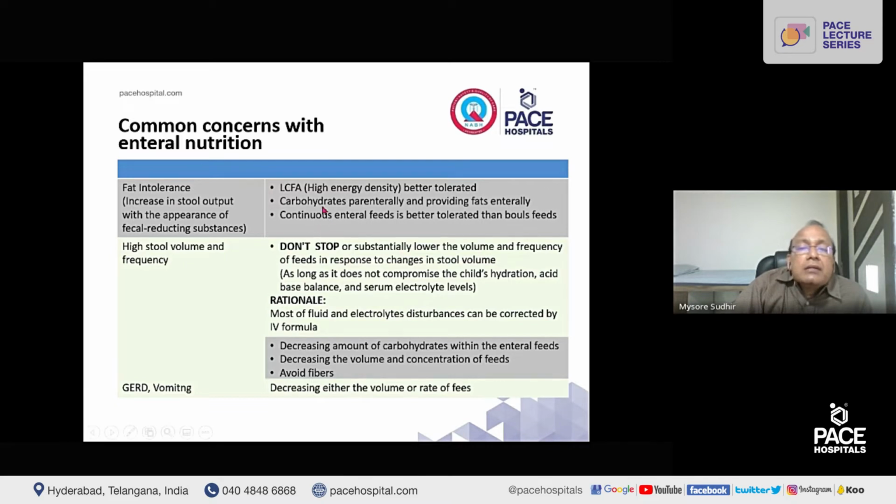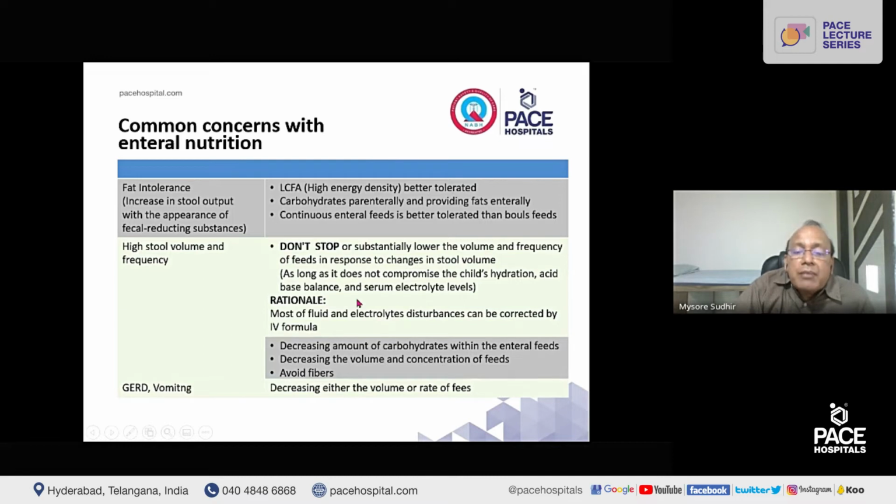And again, the fats are better tolerated than carbohydrates. Carbohydrates are given preferably parenterally, whereas fats are given enterally. And whenever the patient has high stool volume or frequency in the treatment process, we should not stop or substantially lower the volume, but we have to alter the concentration. Generally, with a patient having loose stools, we try to stop it.